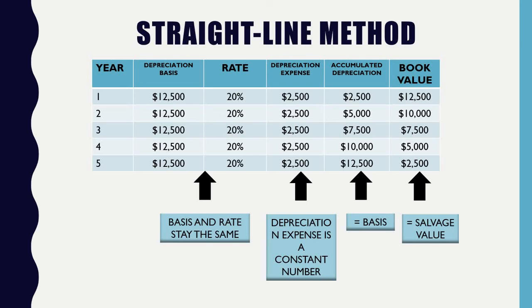And last but not least, by year 5, your accumulated depreciation should match your depreciation basis, and your book value should equal salvage value. So once again, this is one of the easiest concepts to learn because once you solve for the first year or the second year, every year is going to look the same.